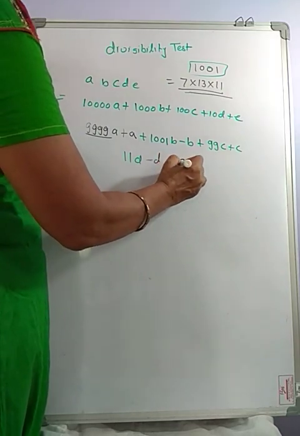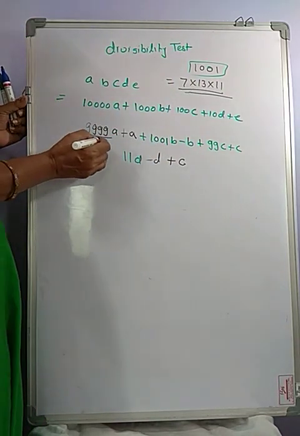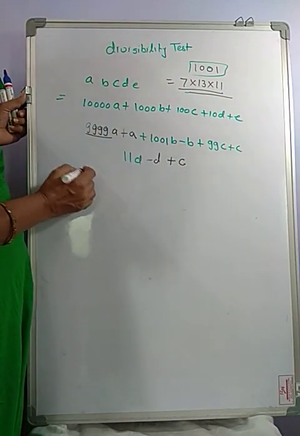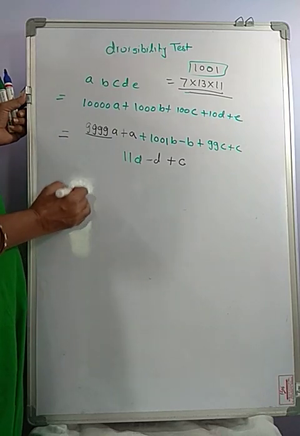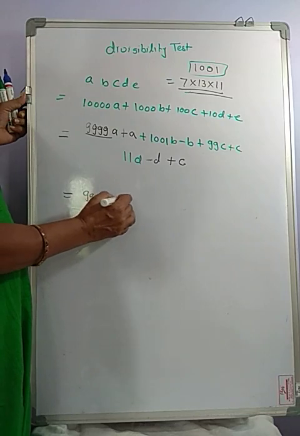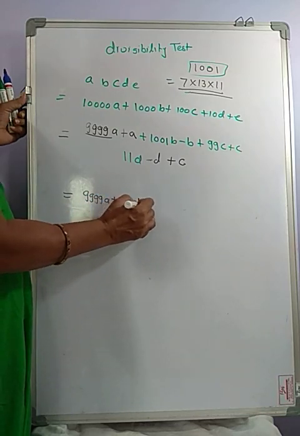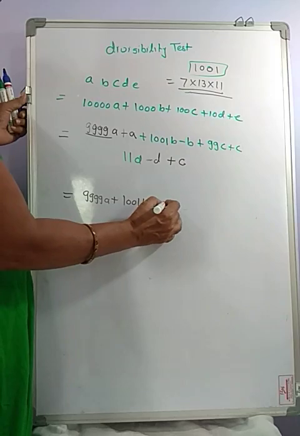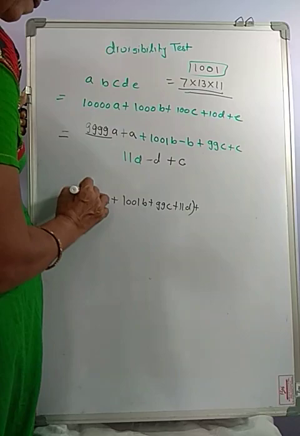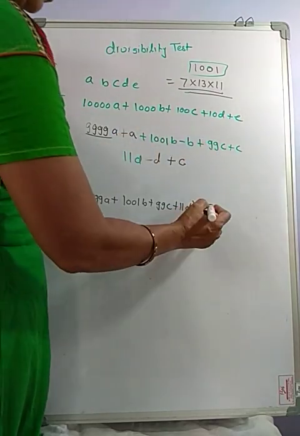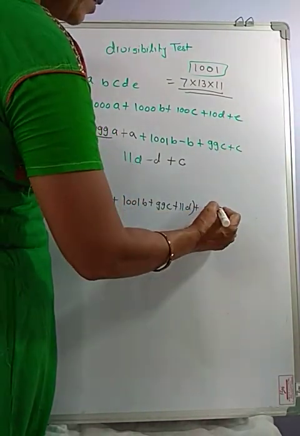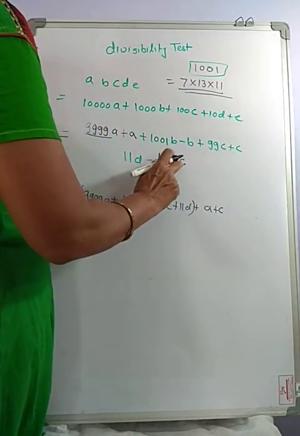And plus E. Now as we have split the number, we will write it all together. That is 9999A plus 1001B plus 99C plus 11D plus, what is here? A. This is minus B, we will take it in another bracket. This is C and this is A.